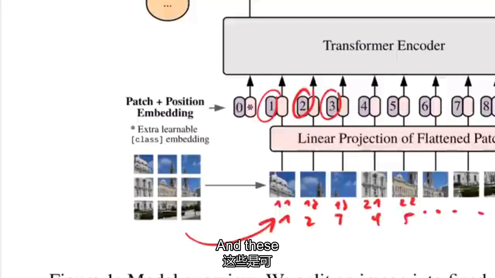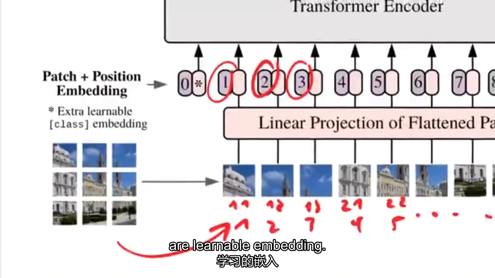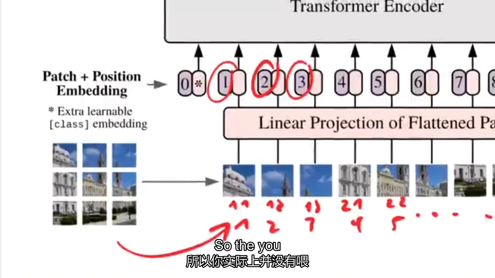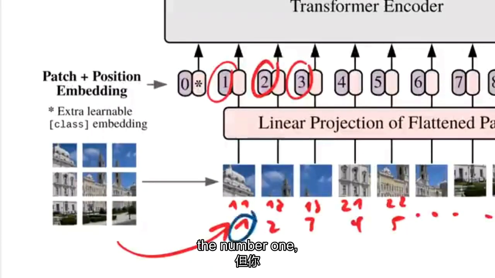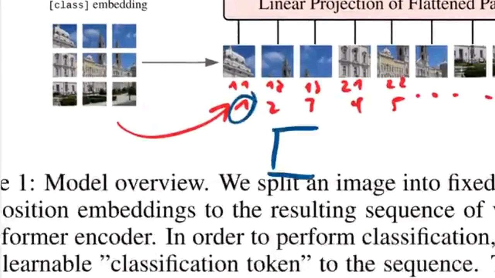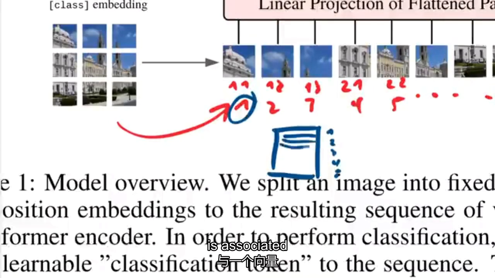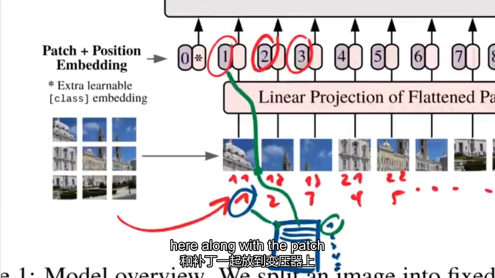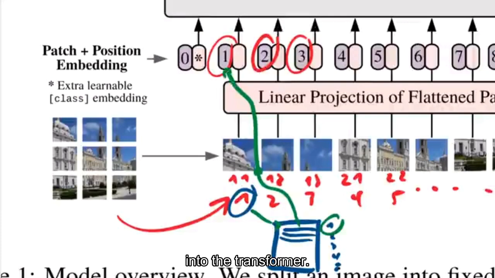And these are learnable embeddings. So you don't actually feed the number 1, but what you have is a table, and the table will have these indices 1, 2, 3, 4, 5, and so on, and each one is associated with a vector, and these vectors are learnable parameters. So whenever you say this is the first patch, what you actually do is you go here, you grab the vector to the number 1, and you put the vector along with the patch into the transformer.